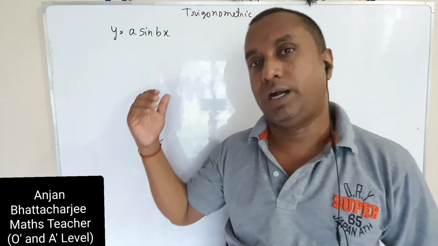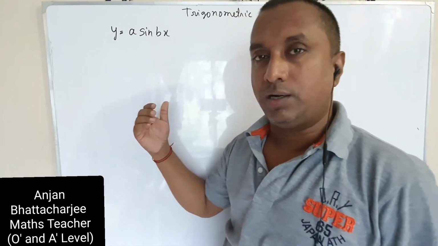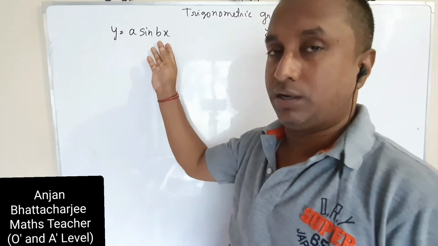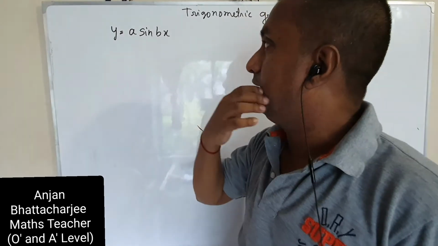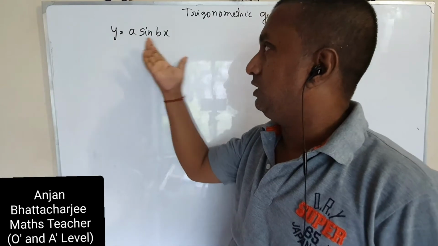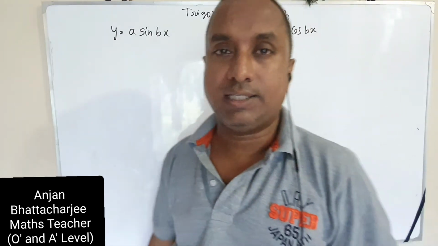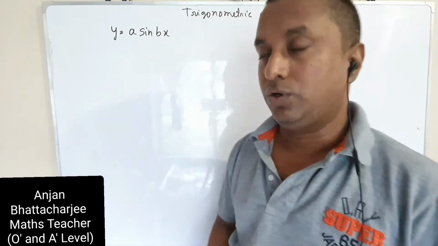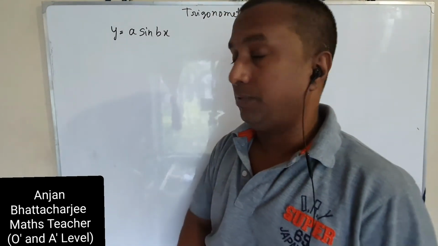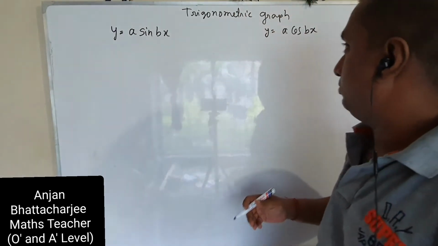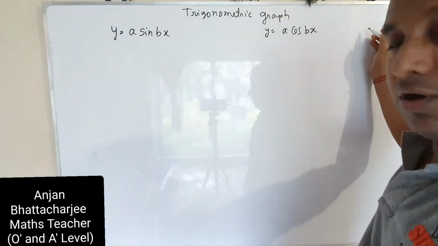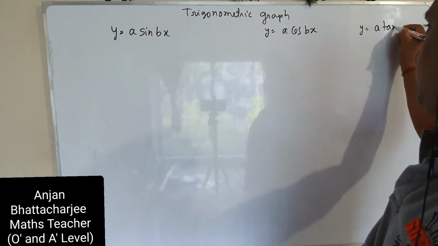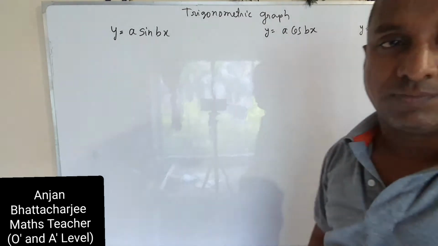Now we will learn what is the significant meaning of A and what is the significant meaning of B here, and in this format how we can sketch the graphs of y equals a sin bx and y equals a cos bx. Finally we will also learn y equals a tan bx.